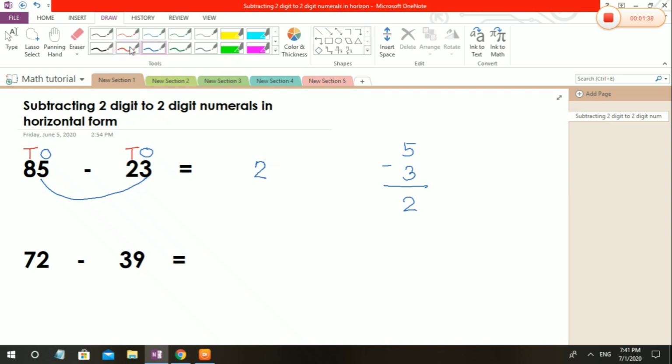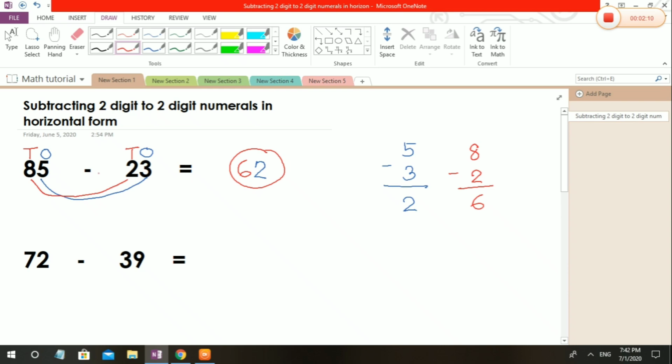Next one. You are going to subtract the 10's place. 8 subtract by 2 is equal to 6. So it will be like this. 8 minus 2 is equal to 6. So you are going to write 6 here. And that is the answer. Next one.